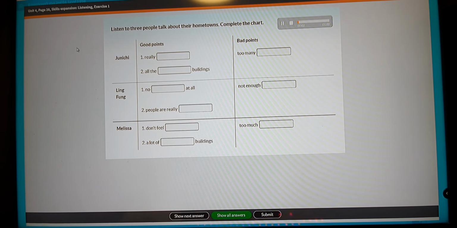Junichi. I live in Kyoto. I love it. It's really lively and I love all the old-fashioned buildings. In the summer, there are too many tourists though. That's the only problem.